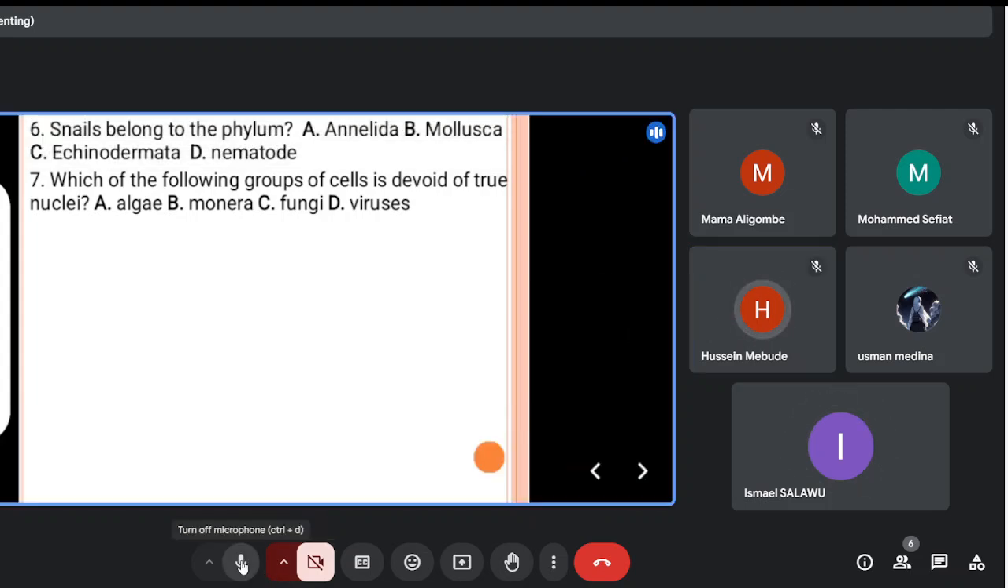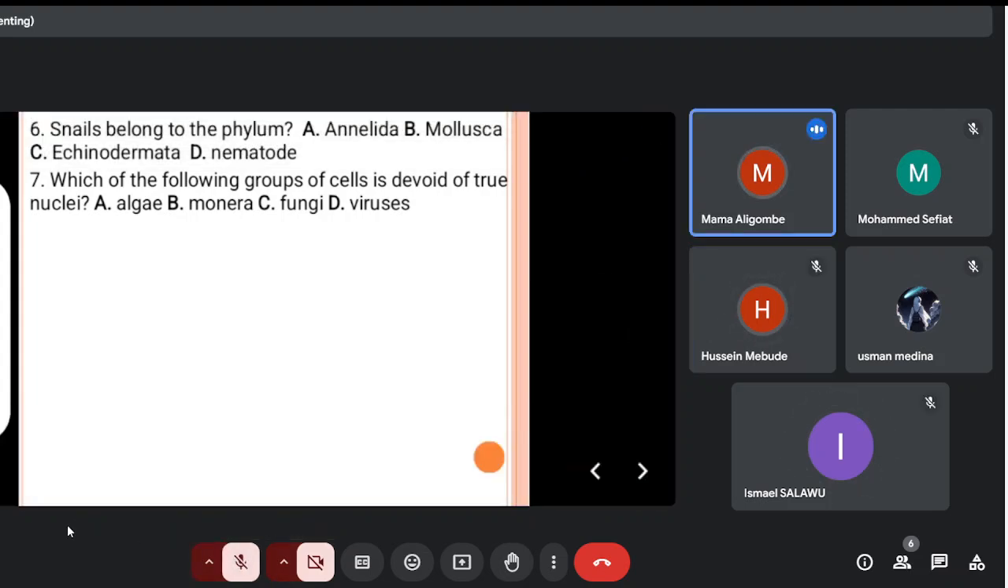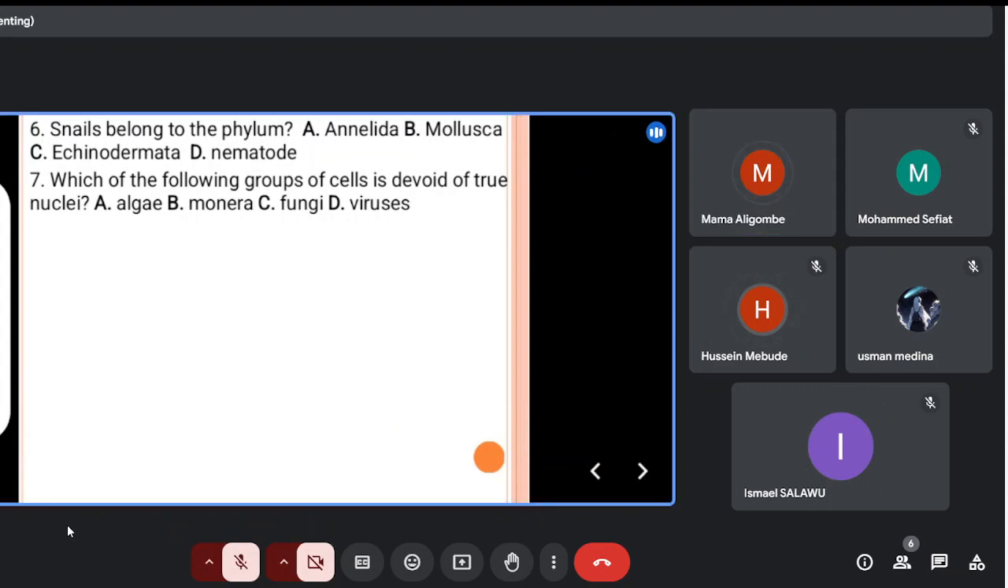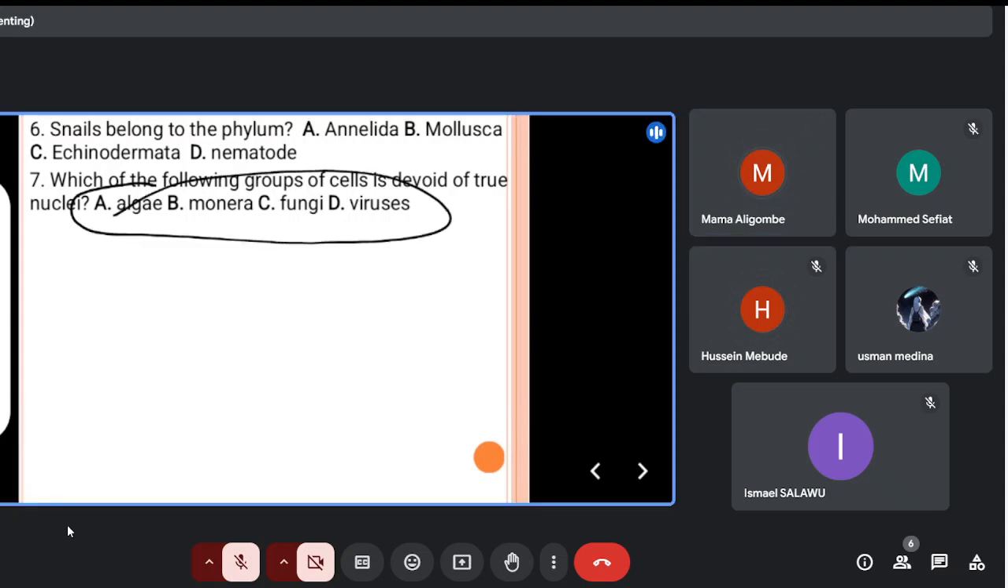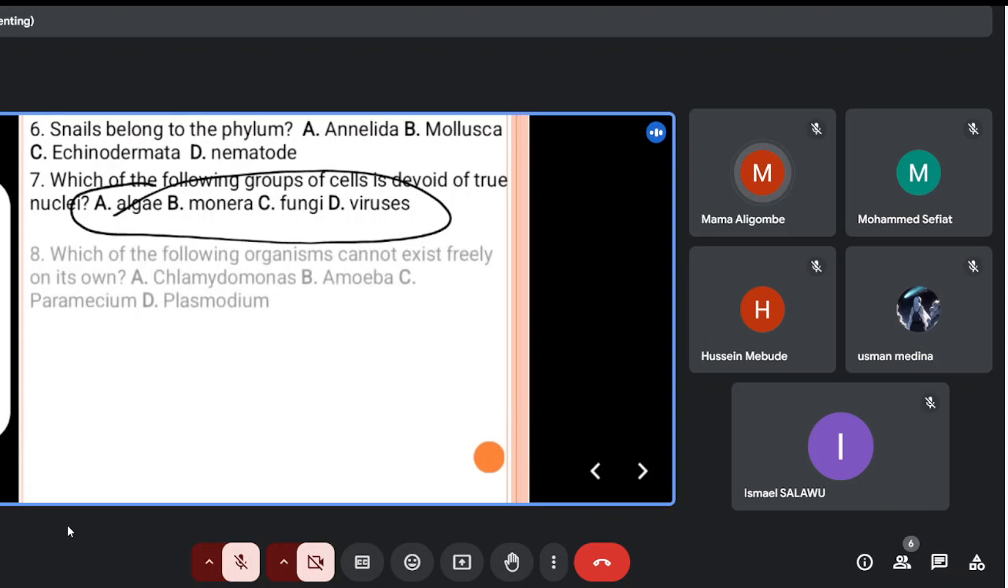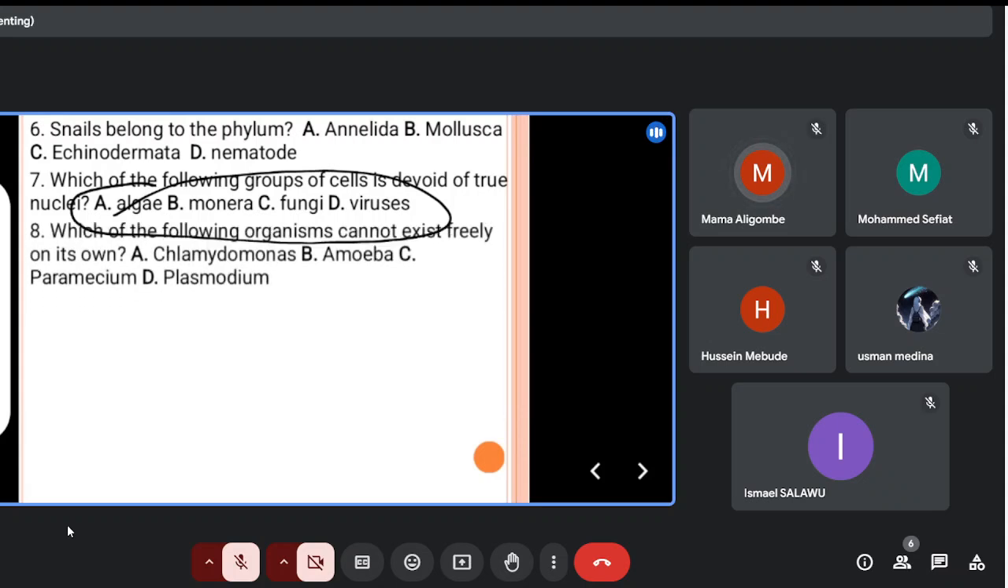Okay, Marian, what do you think? From what we've said so far, which of these organisms does not have a true nucleus? Monera. We said the monerans are the first group, the most primitive group, without a true nucleus. They have their DNA floating freely in their cytoplasm. Okay, Medina is answering this.